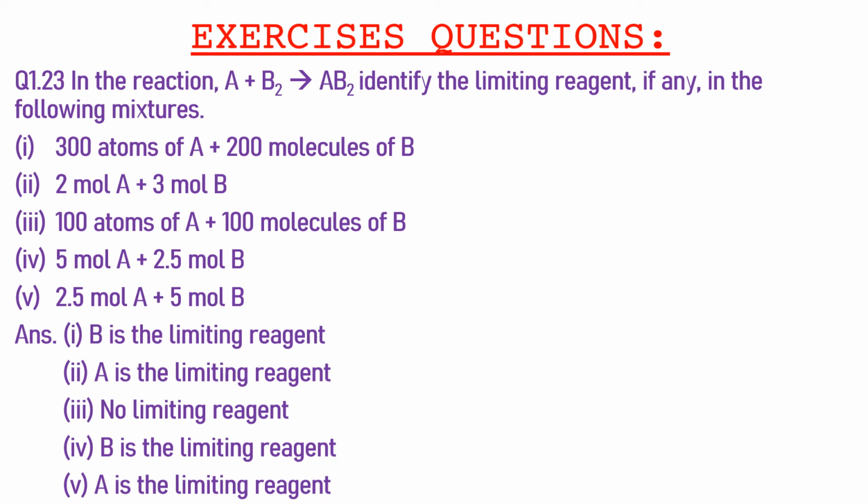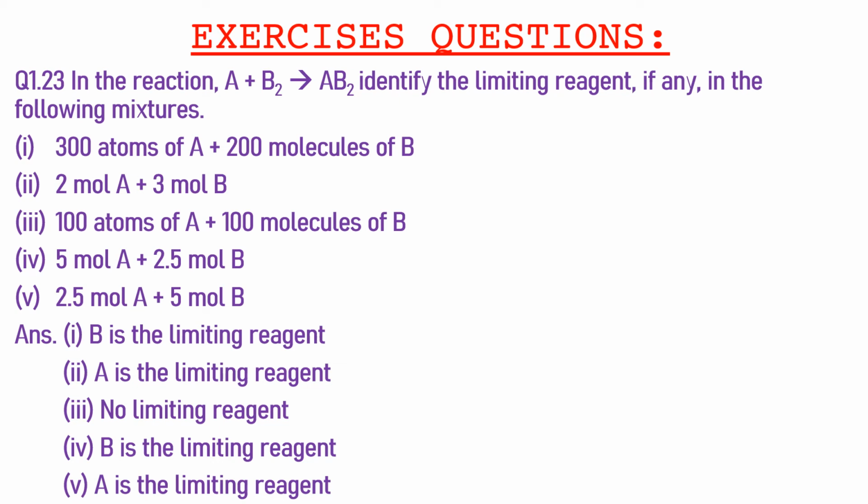Coming to the third one, 100 atoms of A plus 100 molecules of B. Again you can see, according to the equation, one atom of A reacts with one molecule of B, so 100 atoms of A will react with 100 molecules of B. Ultimately we can say that there will be no limiting reagent in this reaction, because all the atoms and molecules are being consumed during the reaction.